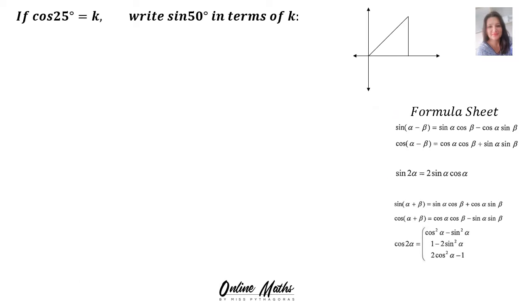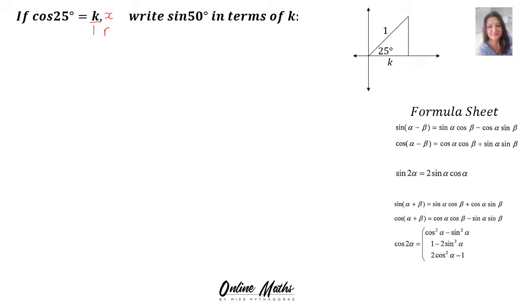If cos 25 is equal to k, write sin 50 in terms of k. Now I think this is a familiar sum by now. So you start with the given angle, the cos 25, and you give yourself a help sketch and you add 25 there in standard position. Then it's k over 1, and cos's ratio is x over r. Therefore, in x's place you substitute k, in r's place you substitute 1.